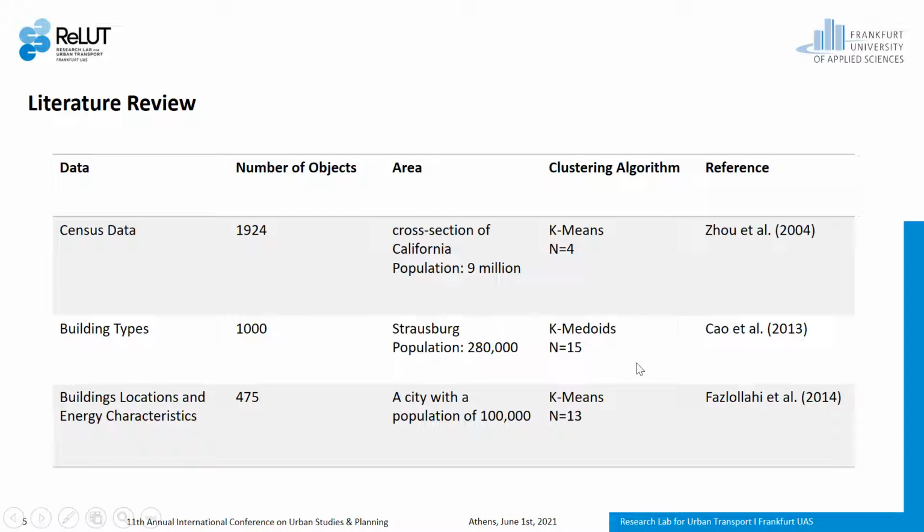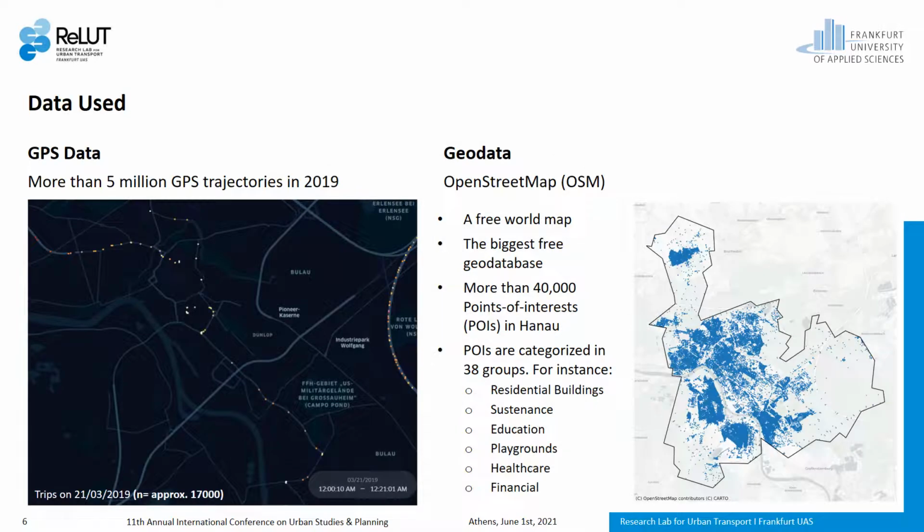based on building types. And lastly, for optimizing the design and the operation of district energy systems, a city with 100,000 inhabitants is clustered into 13 groups. These and other related works inspired us to divide Hanau into 500 LGUs.